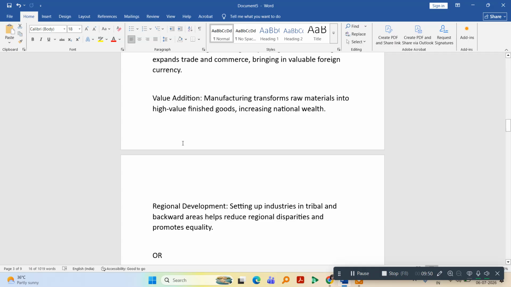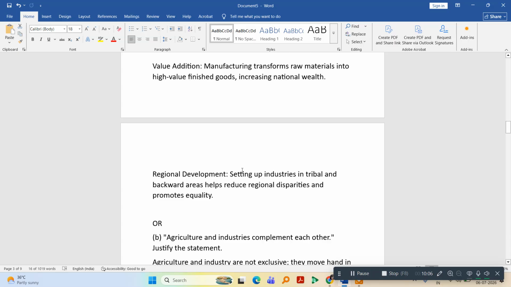And there should be value addition. Manufacturing transforms raw materials into high value finished goods, increasing national wealth. When you manufacture something from raw materials to finished goods, it can also enhance the wealth of the whole nation.